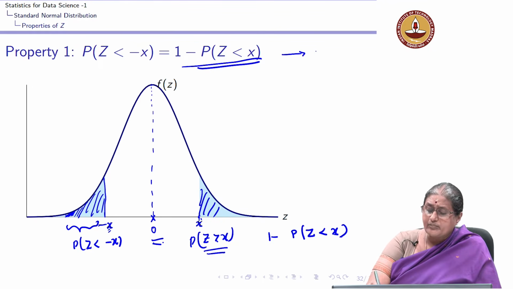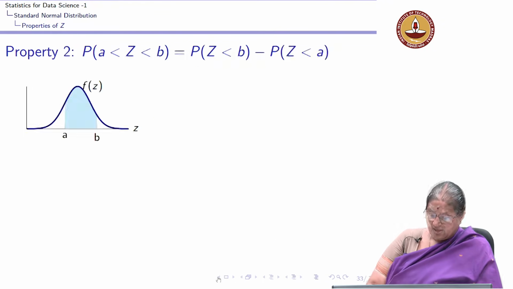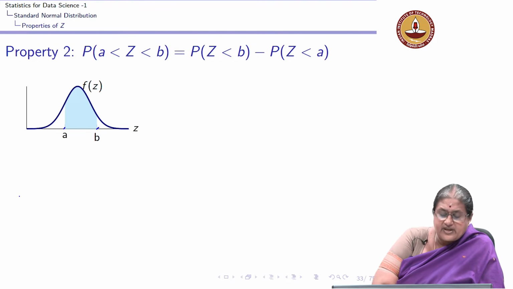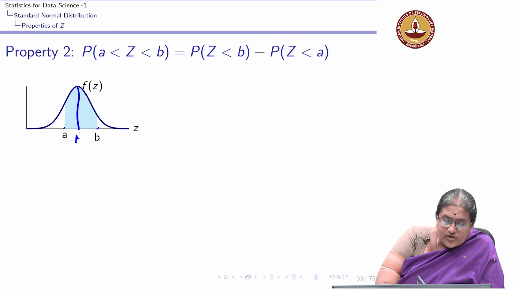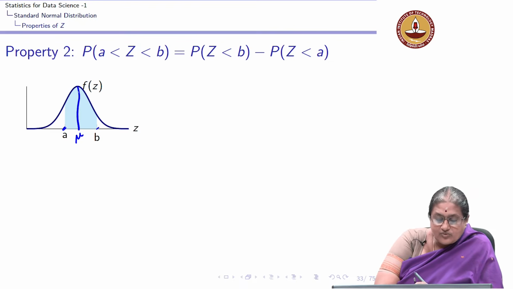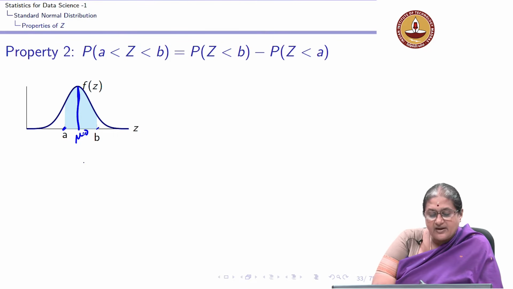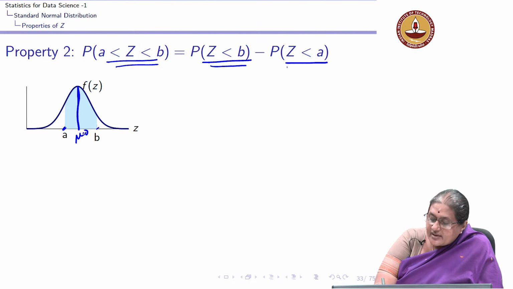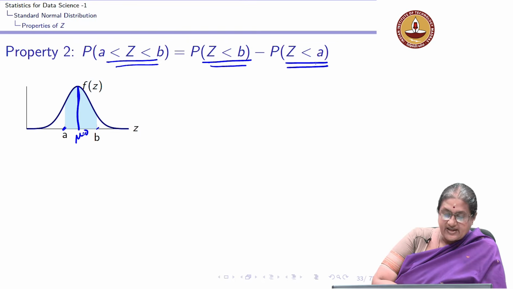This is one important identity. The second identity is to find out, given a and b, where a is less than b. Given any a and b, I can write the probability a is less than z is less than b as probability z is less than b minus probability z is less than a.